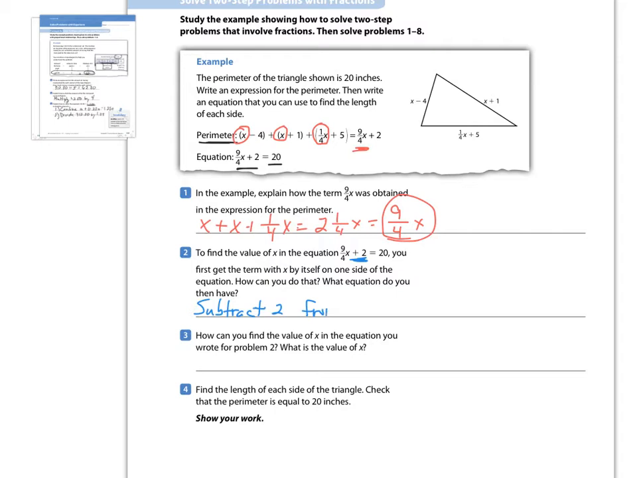and the key part here is from both sides. What equation do you then have? Well, if we subtract 2 from both sides, the equation we would then have is 9/4 x equal to 18.